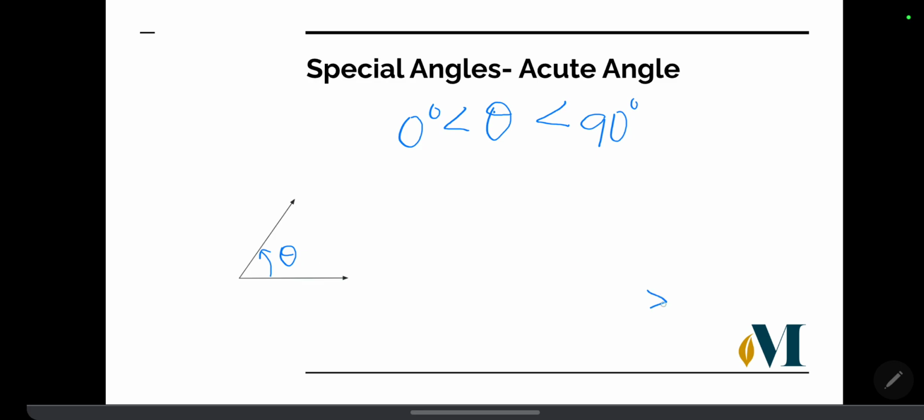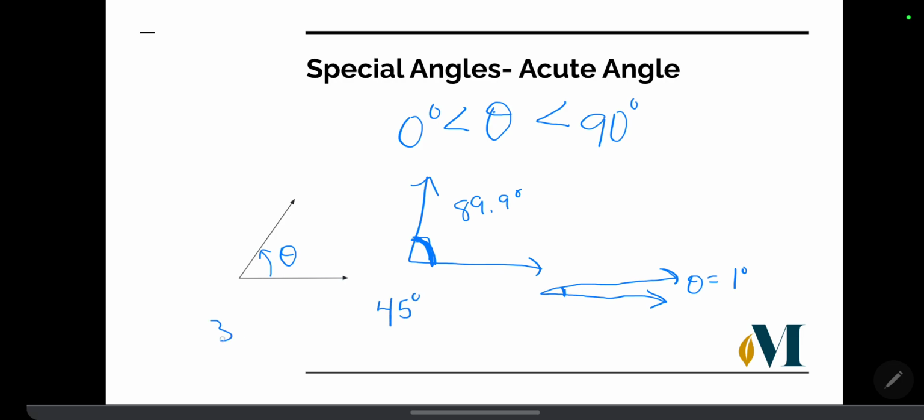So if I had a theta, which I know is definitely more than 1 degree, theta here is 1 degree, but it's in between 0 and 90. Also, if I was to have it at 89.9, that is not a square, that is a curve, then that is also an acute angle, as well as a 45-degree angle, 30 degree, 68 degree. All of these are in between 0 and 90, which makes them acute angles.